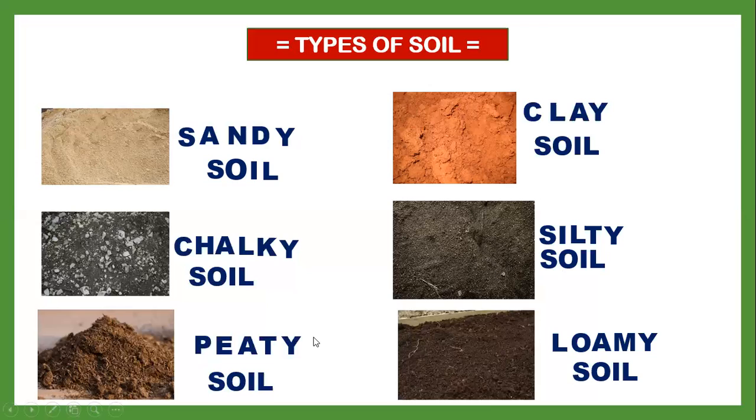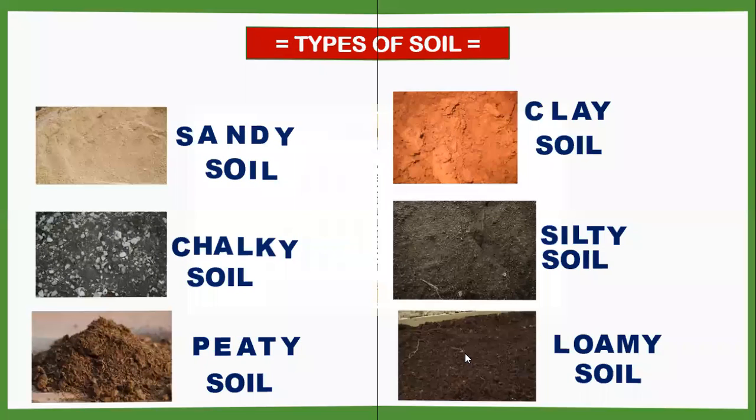One more time, class. These are the 6 types of soil. The first one is sandy soil. Second, chalky soil. Third, peaty soil. Fourth, clay soil. Fifth is silty soil. And the last one is loamy soil.